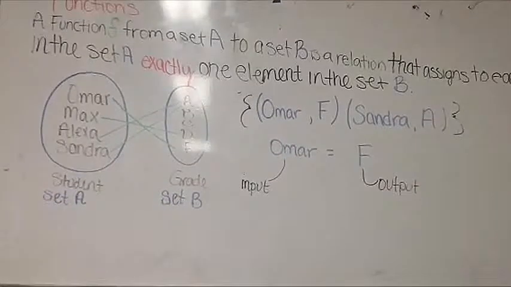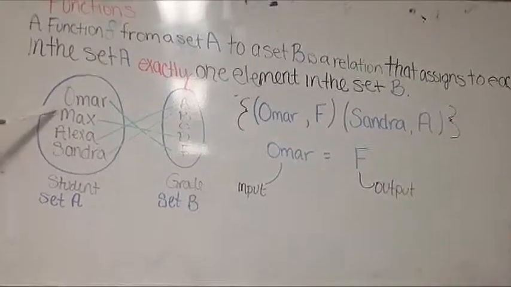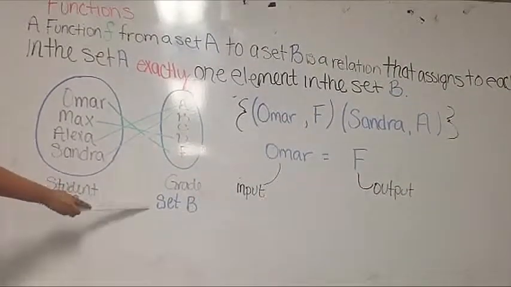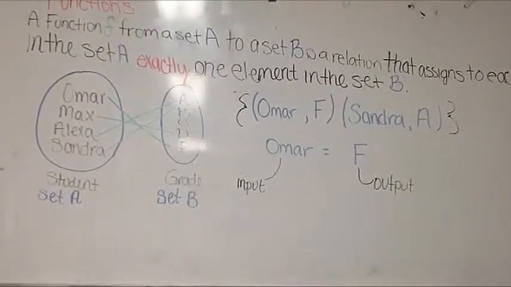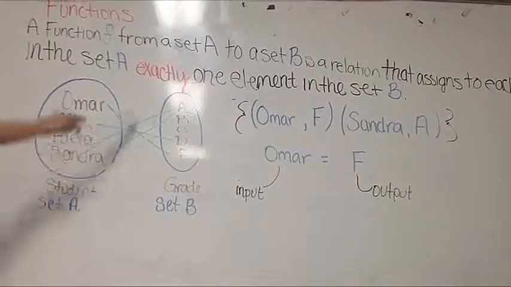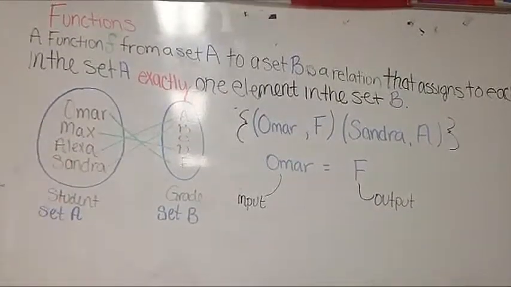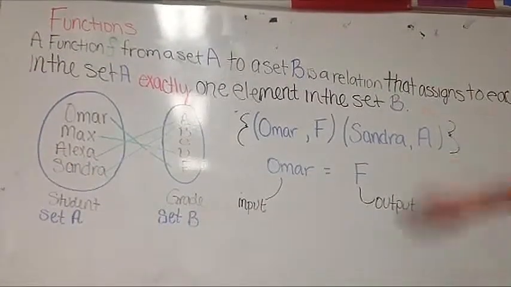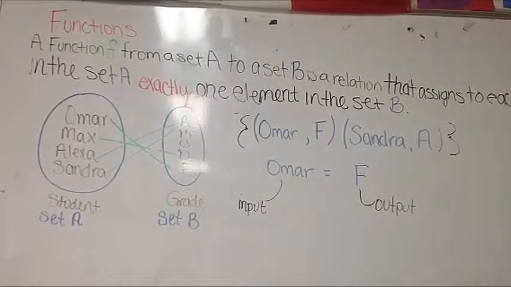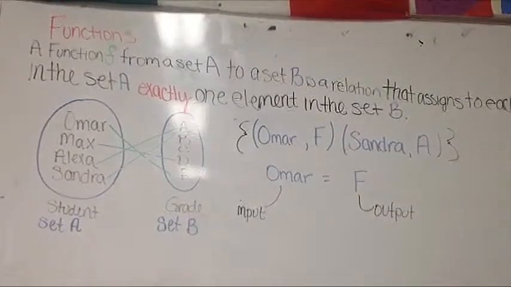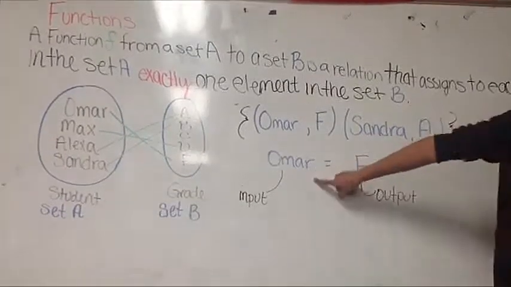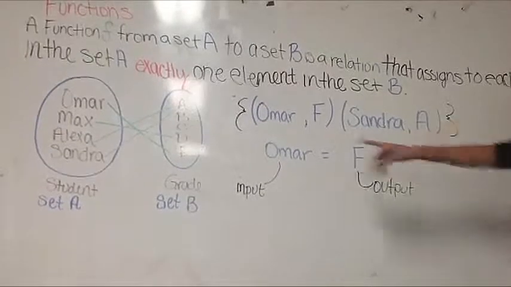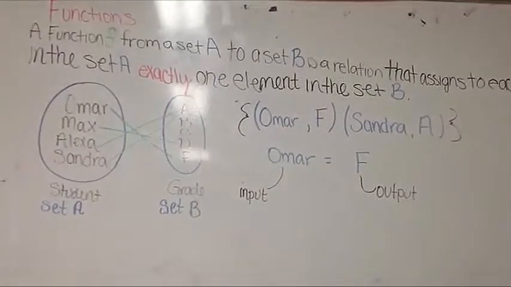As you can see in this example, set A is on the left side and set B is on the right side. Notice that in set B there is a repetition of elements here, but there can be no repetition in set A. Writing a function, we input Omar as a student and we get F as the output, or the grade, which would be set B.